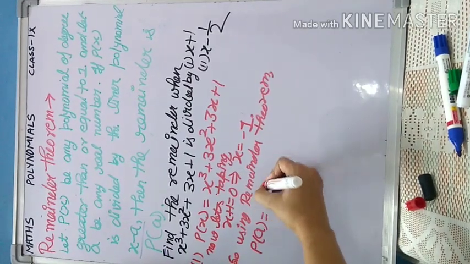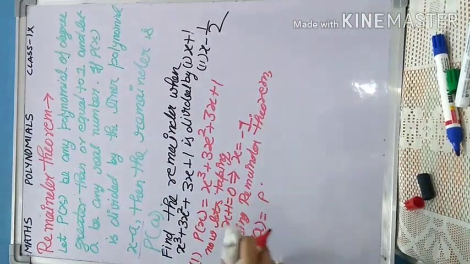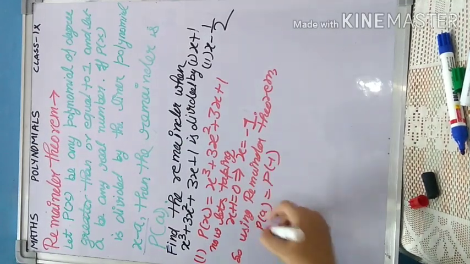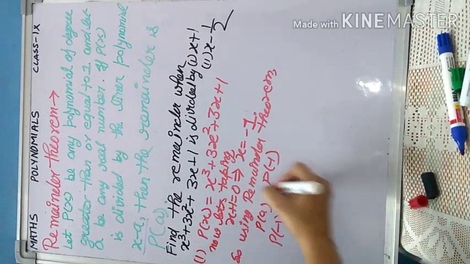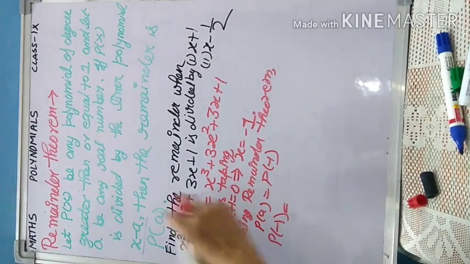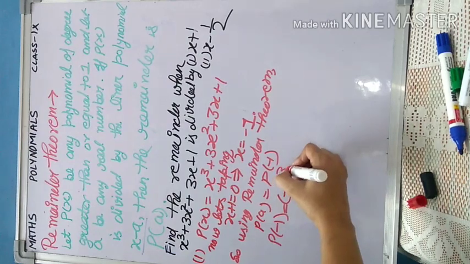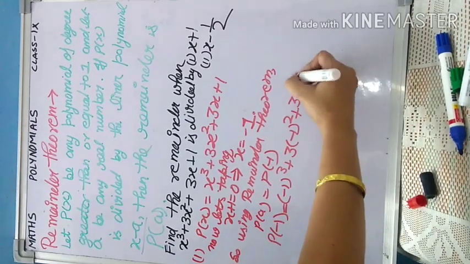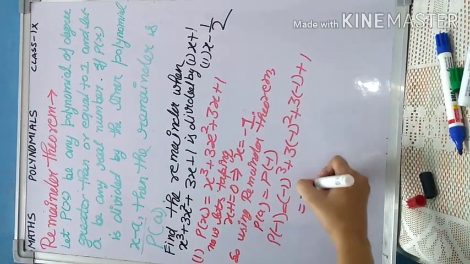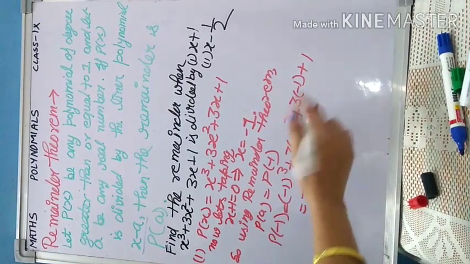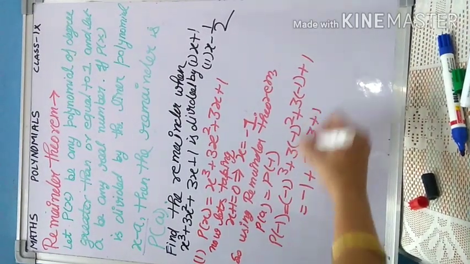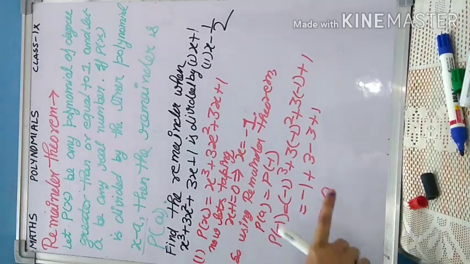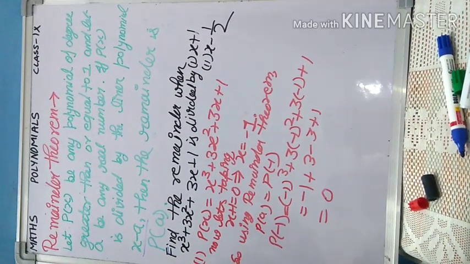or you can write it here, p(a) is here what? That is p(minus 1). Let's find the value of p(minus 1). What will it be? At the place of x, we will be writing minus 1. Clear? This is minus 1. This is plus 3. This is minus 3 and this is plus 1. So 0 and 0. So what is the remainder here? 0, children.